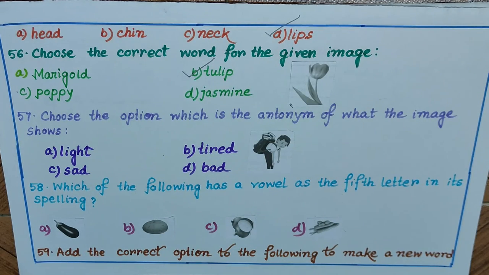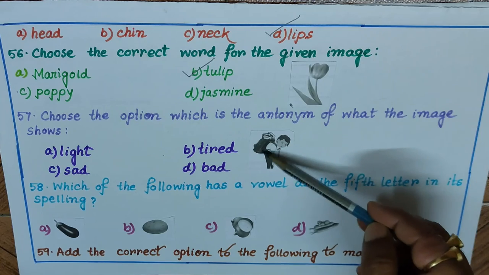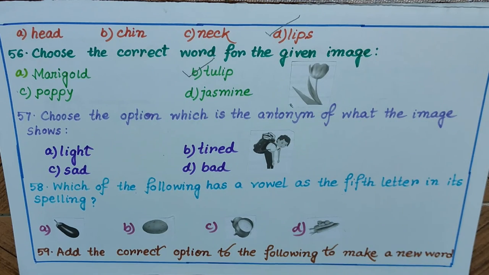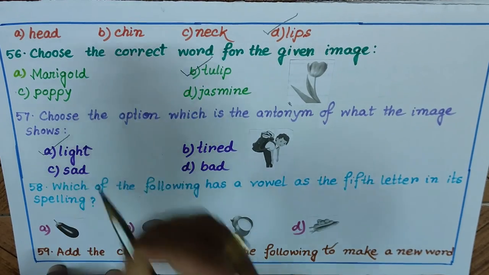Question 57. Choose the option which is antonym of what the image shows. So this is heavy. See, you see the child has bent down with the heavy books on his shoulder. So opposite of heavy is light. So answer A is the right answer for this picture.